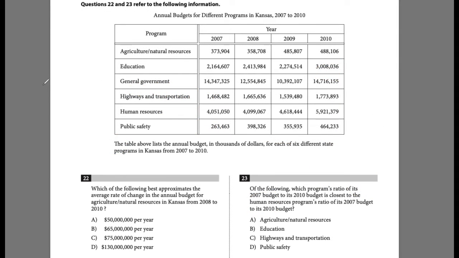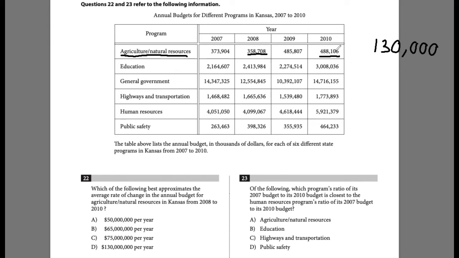The table above lists the annual budget in thousands of dollars for each of 6 different state programs in Kansas from 2007 to 2005. Number 22. Which of the following best approximates the average rate of change in the annual budget for agriculture/natural resources in Kansas from 2008 to 2010? So if we go to the row with agriculture and natural resources, and we look at 2010 and 2008, we can see here that there is a 130,000 difference between these two numbers.